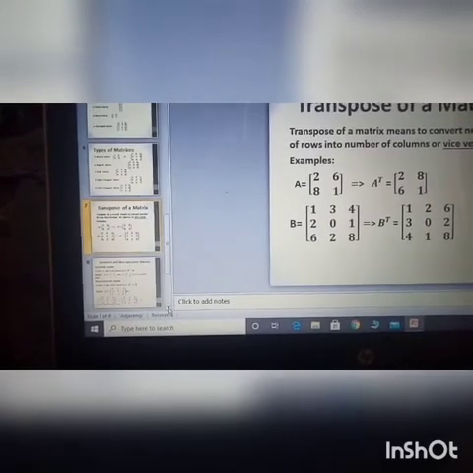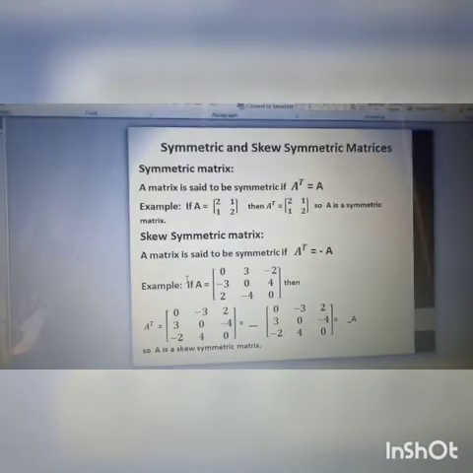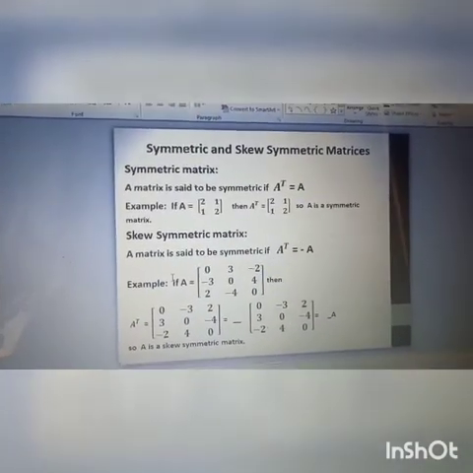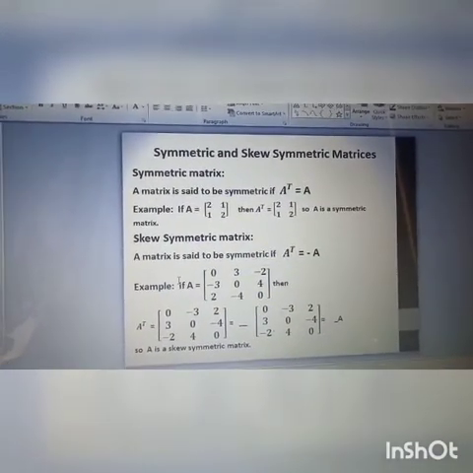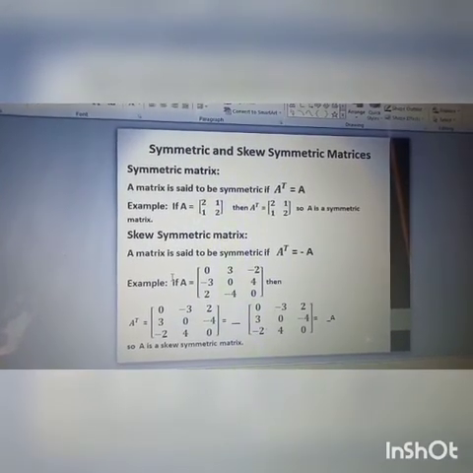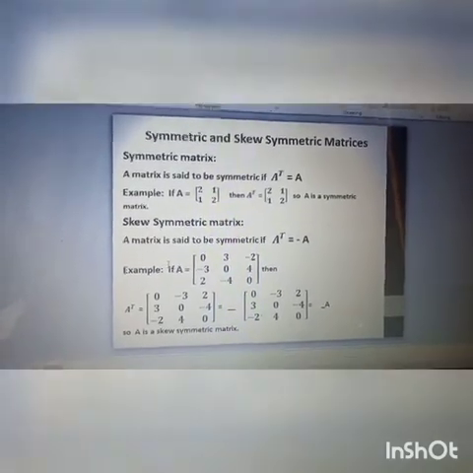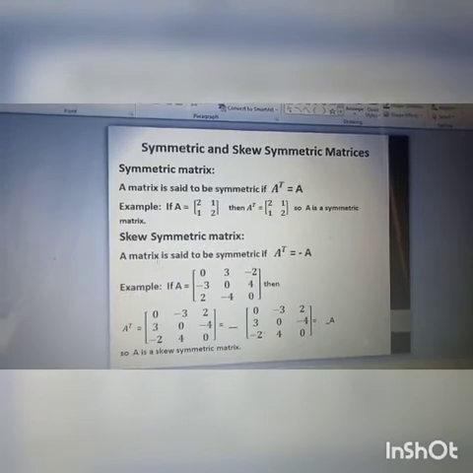And the last slide here is about symmetric and skew symmetric matrices. The first thing is the symmetric matrix. A matrix is said to be symmetric if A transpose is equal to A. This is the basic definition of a symmetric matrix. It will be understood by this example here.